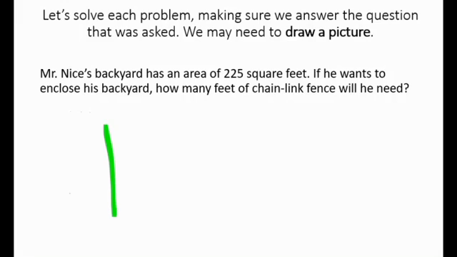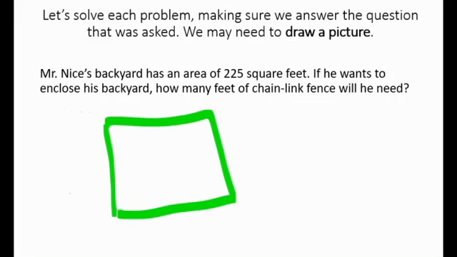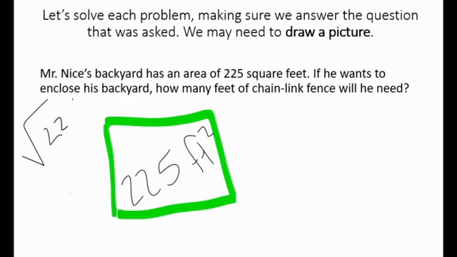Let's go ahead and start drawing a square. We know that this square, or his backyard, is 225 square feet. To figure out the lengths of the sides, we would take the square root of 225. The good news is it's a perfect square. So what is the square root of 225? Well, that is equal to 15. So I know the length of each side is 15.